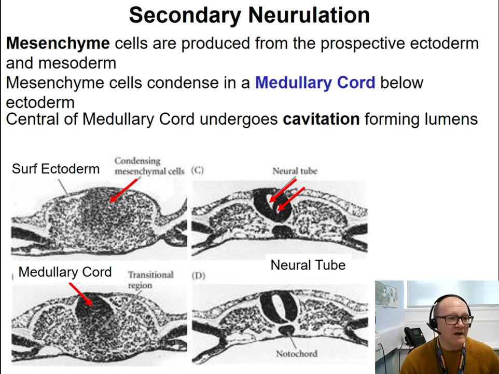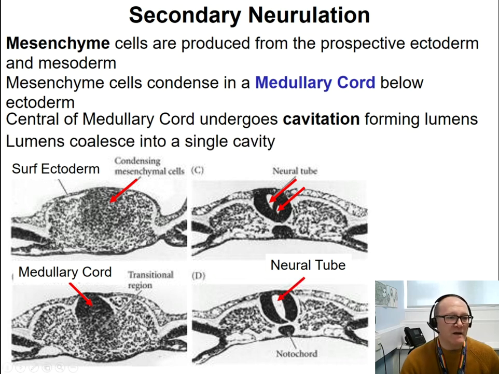The medullary cord then undergoes a process of cavitation, forming different cavities, and these cavities then collapse together, forming a single lumen. When this lumen is formed, this becomes the neural tube.